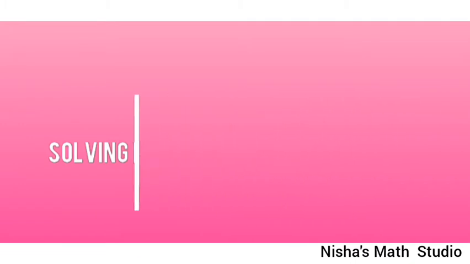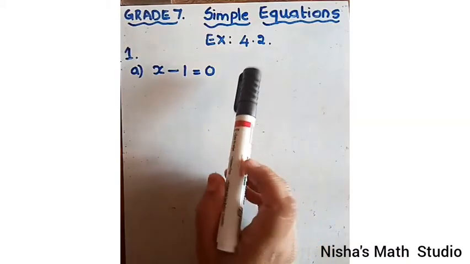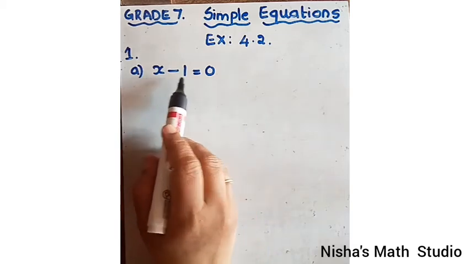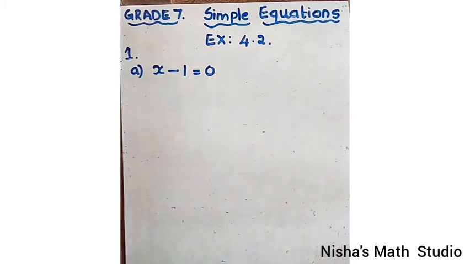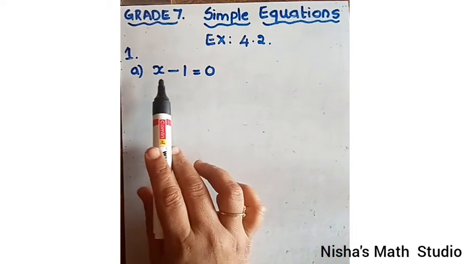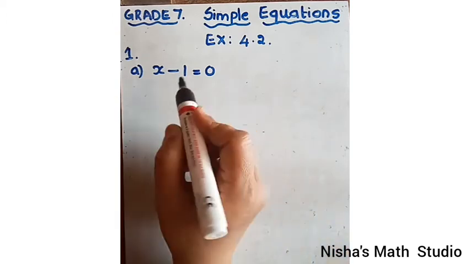In today's video, we'll solve some simple equations using the balancing method. Let's see some questions from exercise 4.2. The first question is x minus 1 is equal to 0. The question says that we should follow the steps to separate this x from the equation and find its value.